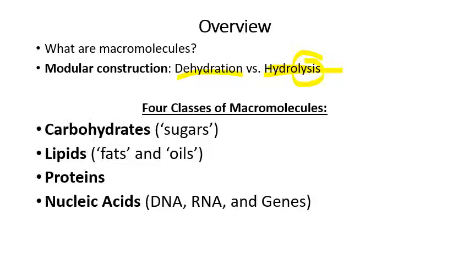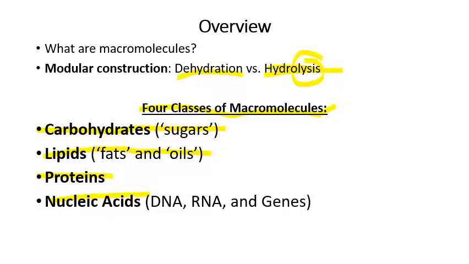Okay, so then once we've learned how to build and take apart these macromolecules, we'll discuss the four major classes of macromolecules that make up every living thing. And those four classes of macromolecules are carbohydrates, which are commonly known as sugars, lipids, which are commonly known as fats and oils, proteins, they're not commonly known as anything except proteins, and nucleic acids. Nucleic acids meaning DNA and RNA.